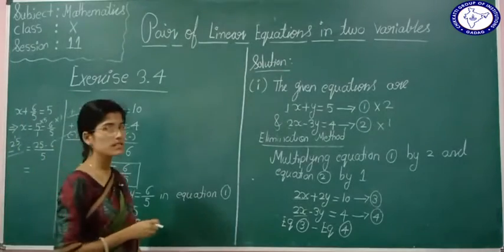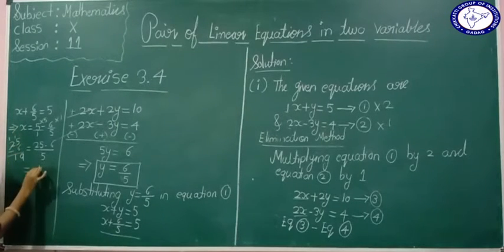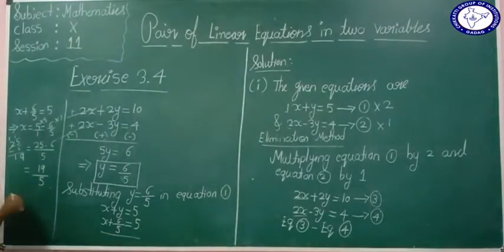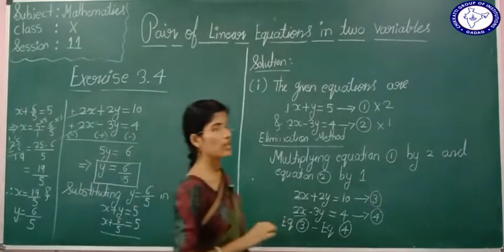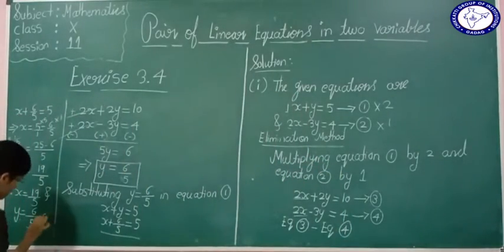15 minus 6 is 9. Yes? Here it will come 1. It will be 19. The answer is 19 by 5. Okay. Therefore, what we got? Therefore, x is equal to 19 by 5 and y is equal to 6 by 5 are the solutions of the given equation.